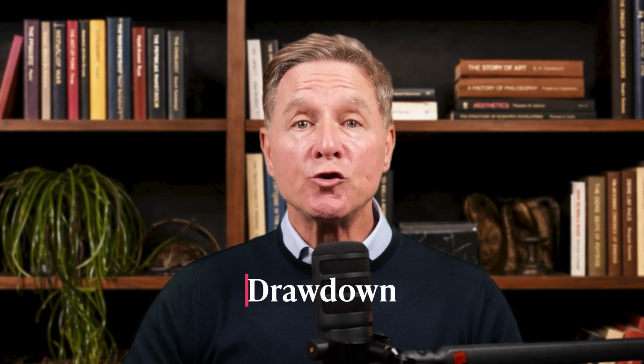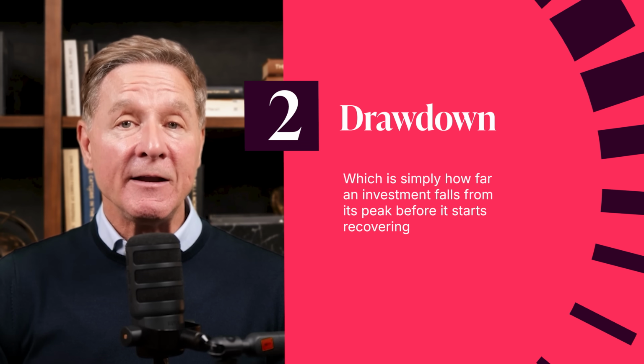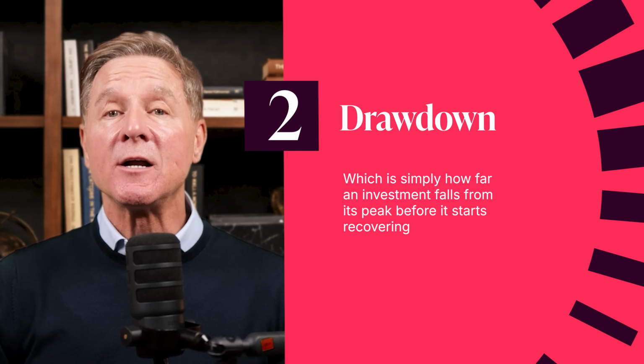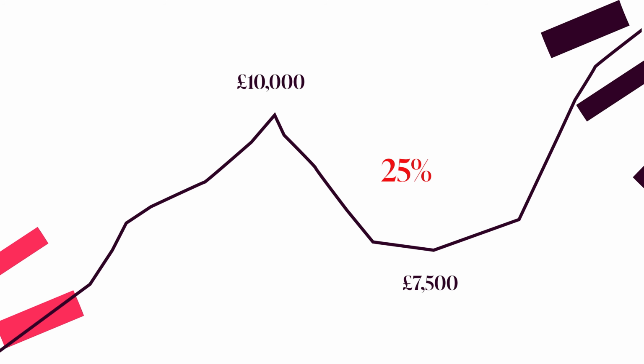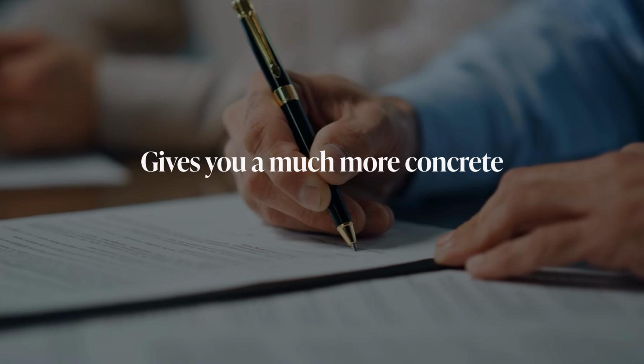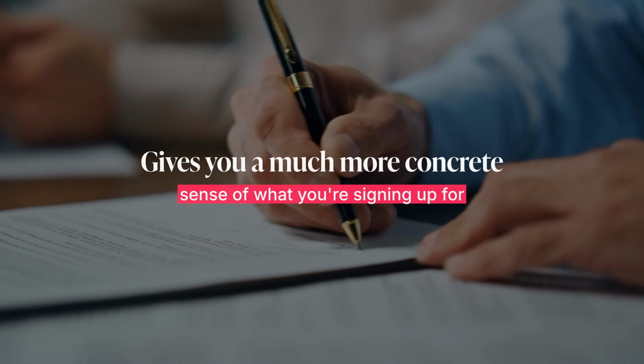investor. Closely related to volatility is a concept called drawdown, which is simply how far an investment falls from its peak before it starts recovering. If an investment reaches a high of £10,000 and then drops to £7,500 before climbing back up, that's a 25% drawdown. Knowing the typical drawdown of an investment gives you a much more concrete sense of what you're signing up for, not just in the abstract, but in actual pounds and pence.